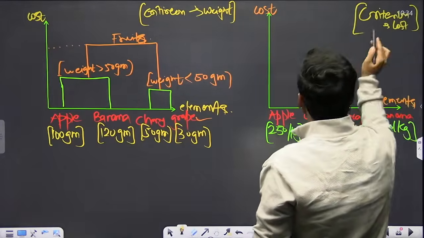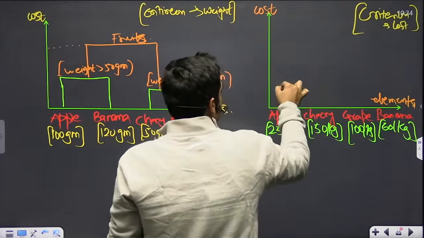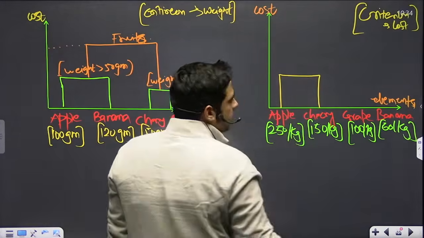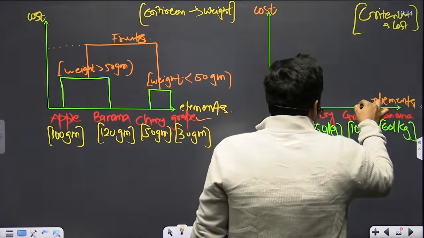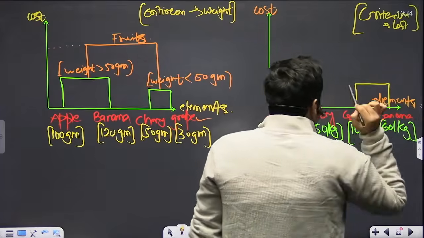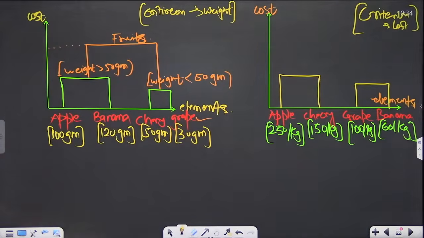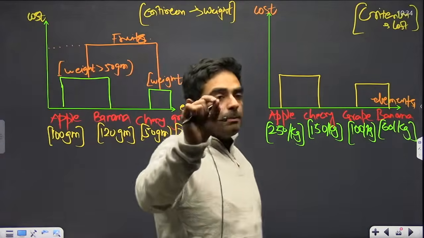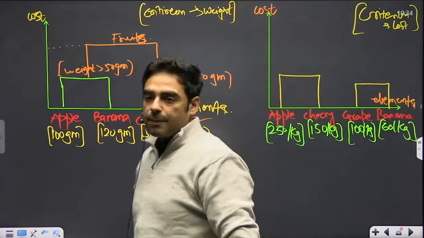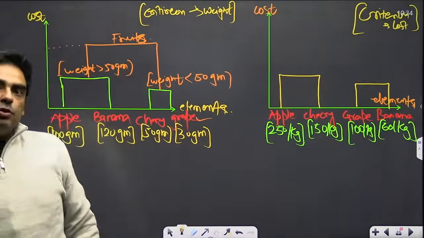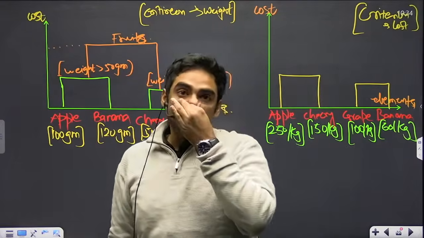Now if I want to build a recommendation system based on the cost, that means firstly I can club apple and cherry. Then next I can club grapes and banana. So guys, the point is that we have to actually judge the behavior of the customer.